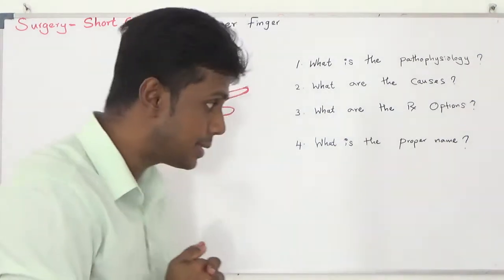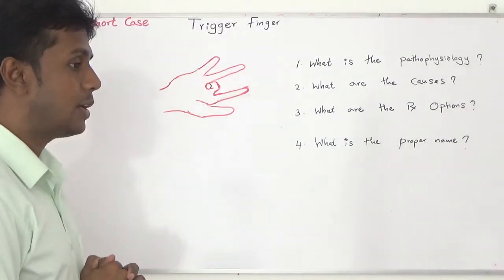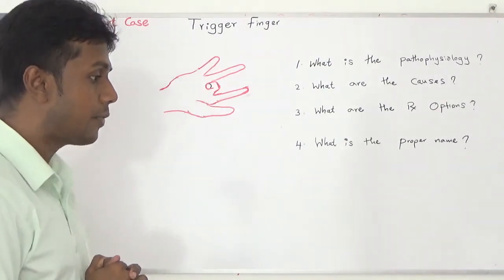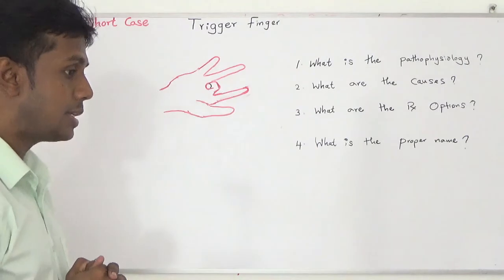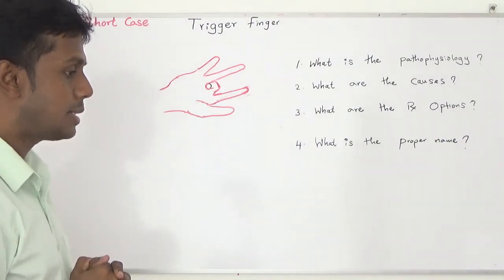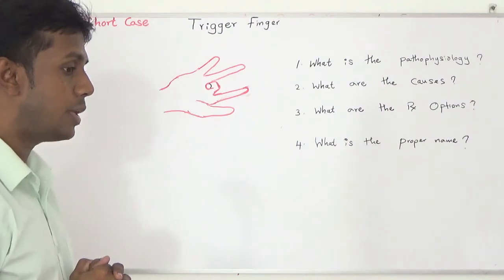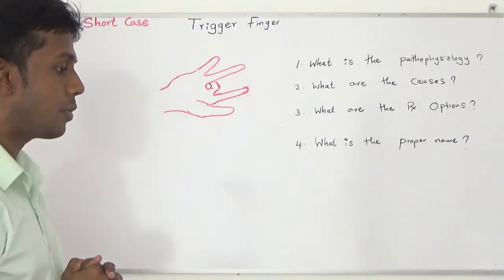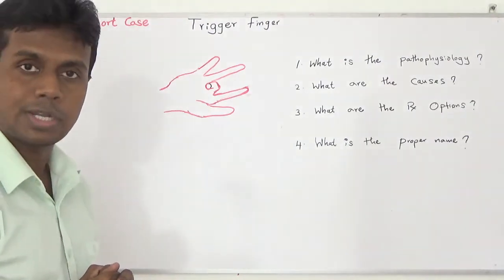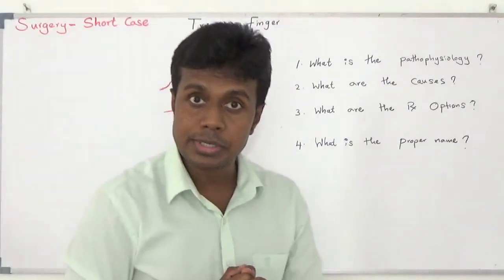Now you are going to present. This patient is having difficulty in extending the middle finger of the right hand. After flexion and extension, there is a sudden extension of the right middle finger. There is a small tender nodule over the third metacarpal head of the right hand. So my diagnosis is stenosing tenosynovitis. That is how you are going to present.